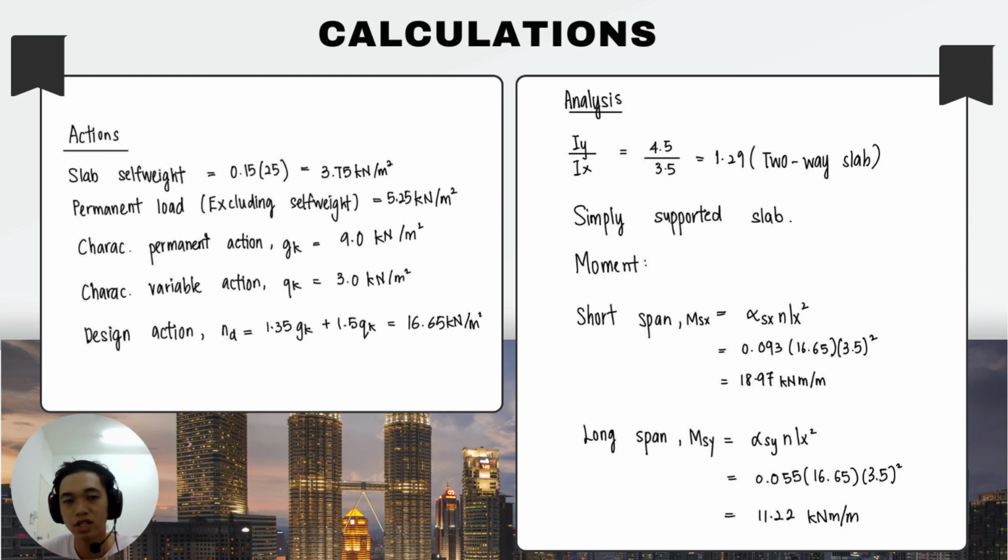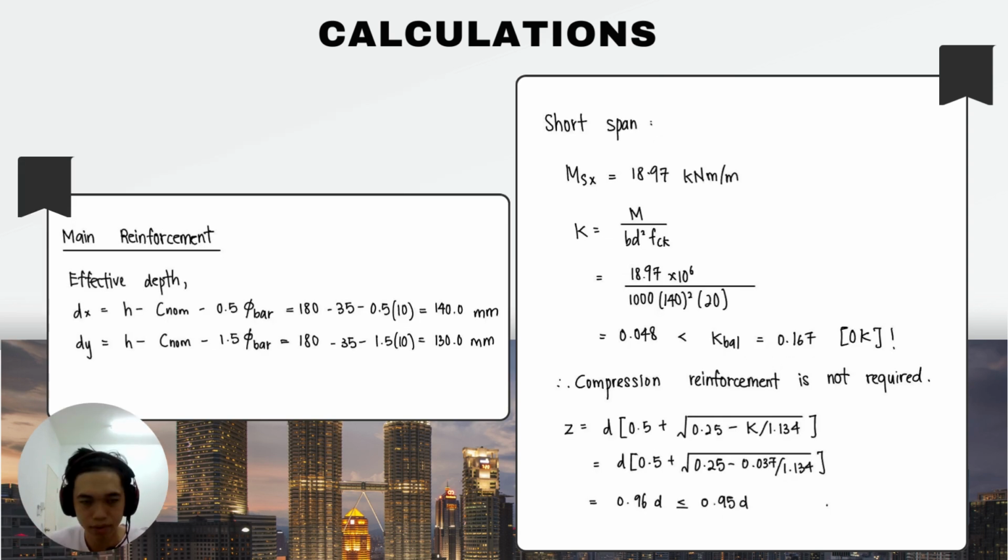And for the analysis, we have proven that this is a two-way slab, which is less than 2. The moments of the short span and long span are also based on the Eurocode formula, with the coefficients 0.093 and 0.055, also obtained from the Eurocode. The value of the short span is 18.97 kilonewton meter per meter, and for the long span, 11.22 kilonewton meter per meter.